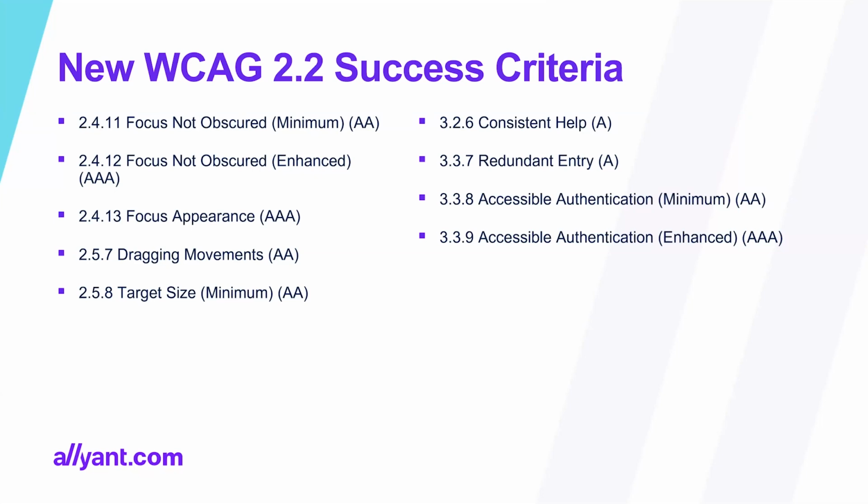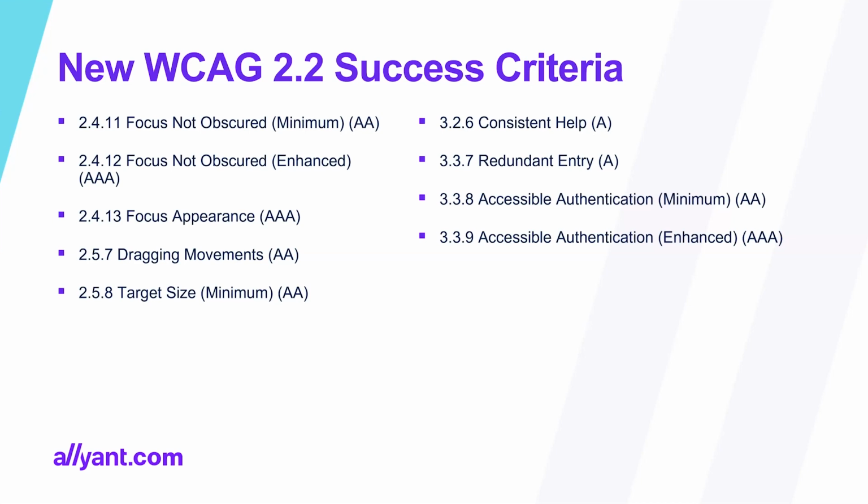I'm not going to read them all off, because what we're going to do now is go through each one of these 6 new success criteria, at a high level, and give you a high level explanation of what that new success criteria is. So you can start thinking about what that is going to entail for you when it comes to conforming to that requirement.